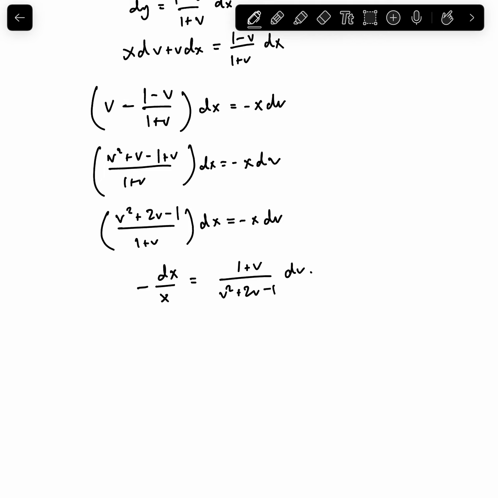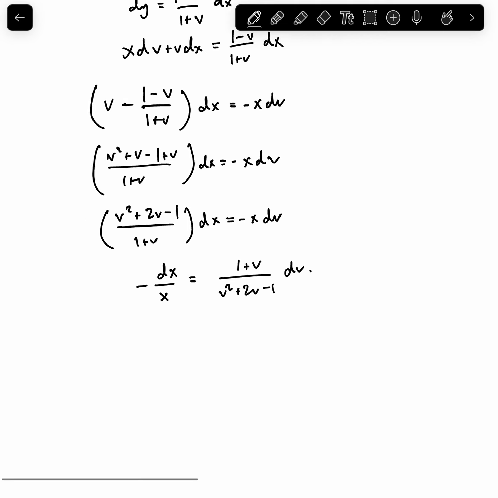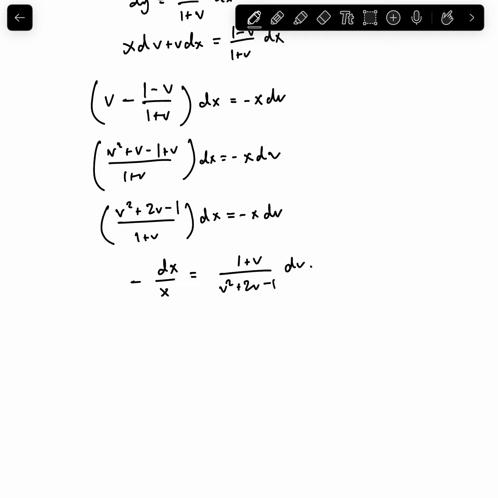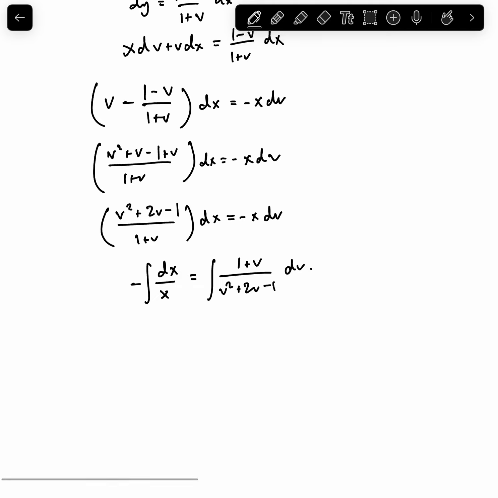What do we do now? We integrate, because we have terms with d on both sides. This one should be quite simple, right? What's the integral of dx over x, or 1 over x dx? It's just log absolute value of x. So log x is equal to this integral right here.